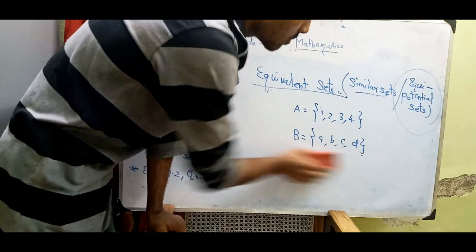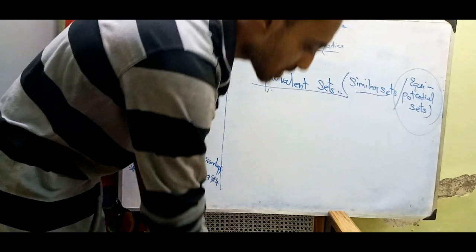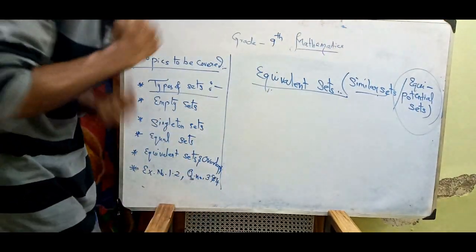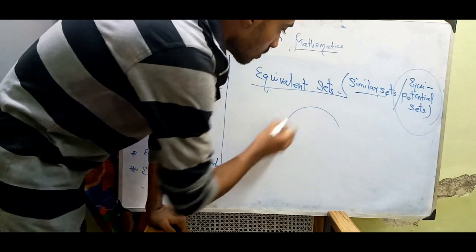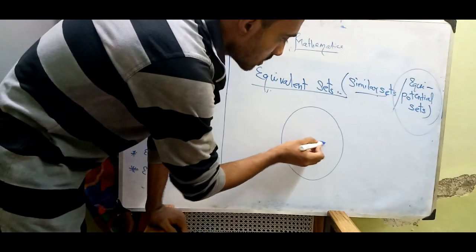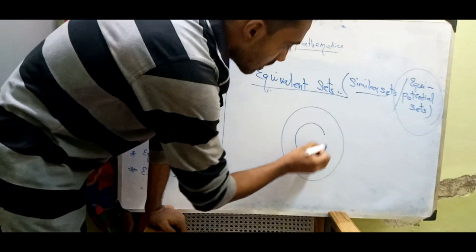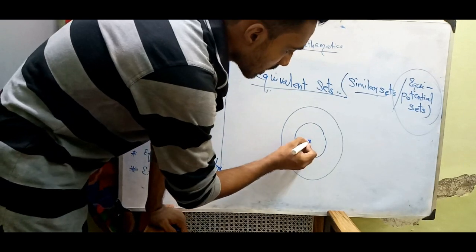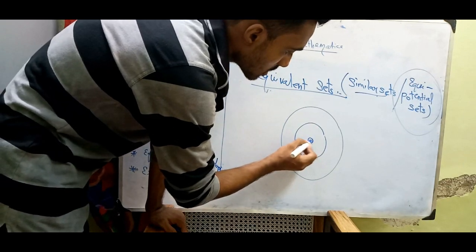Okay, I'll give you another beautiful example. What is equipotential here? For example, if you draw a circle, this is a bigger circle and this is a smaller circle, take a point in the center, this is a center point.